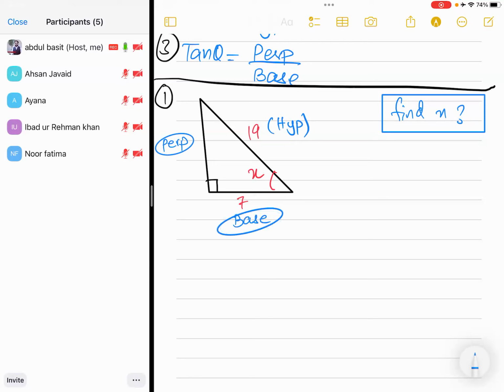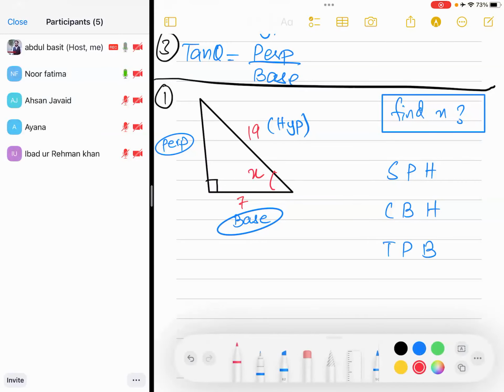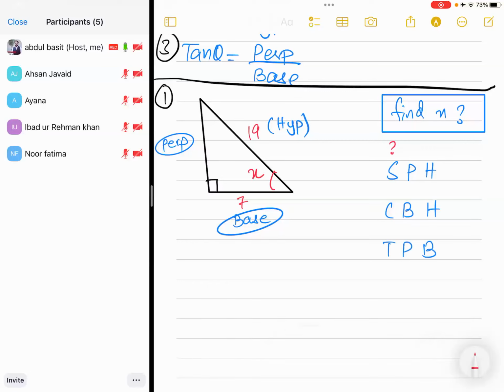Okay, Noor, we have three formulas, right? Some People Have Curly Brown Hair Through Proper Brushing, right, Noor? Yes. Do we have the angle? Angle is x. Sir, it should be 90 degrees, right? No, no, no. I'm talking about x because the question is to find x, not 90 degrees. We don't have the angle. So let me write a question mark on S, C, and T.